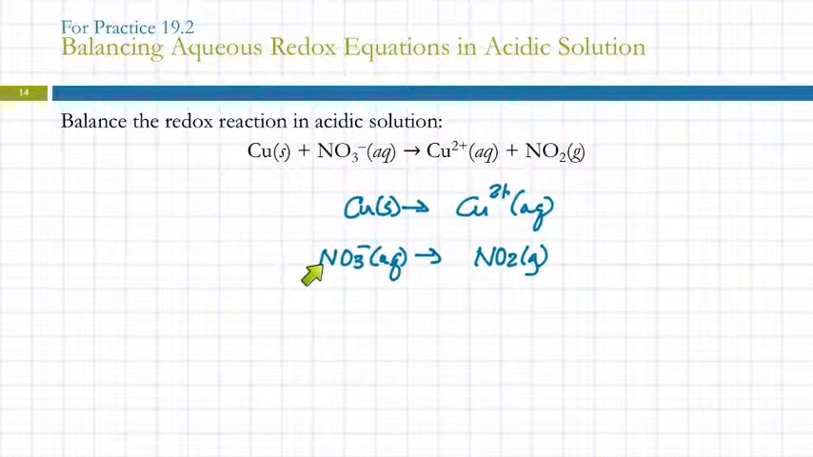The second one, we've got 1 nitrogen on each side. We've got 3 oxygens over here and 2 oxygens over there. We need to add an oxygen. So what do we add? Water. Now our oxygens are balanced, but now hydrogen isn't. So we'll balance hydrogen by adding hydrogen ions on the left side.